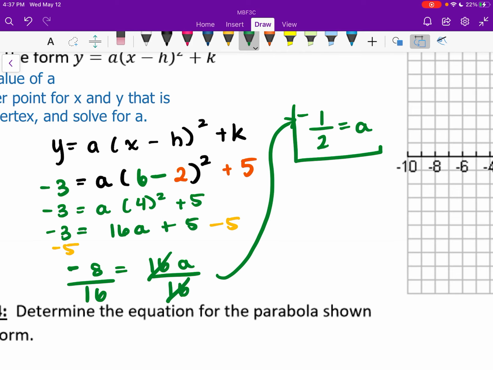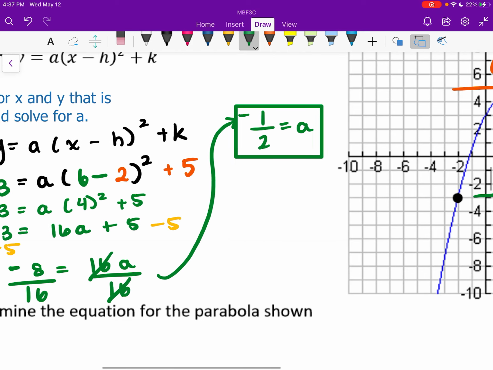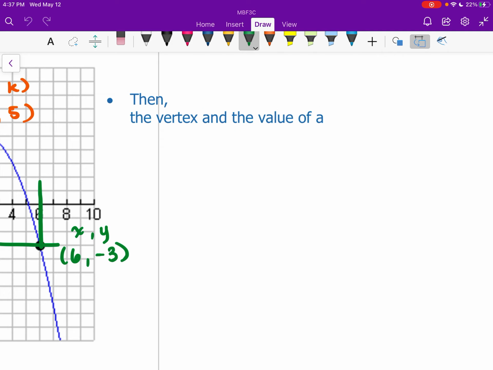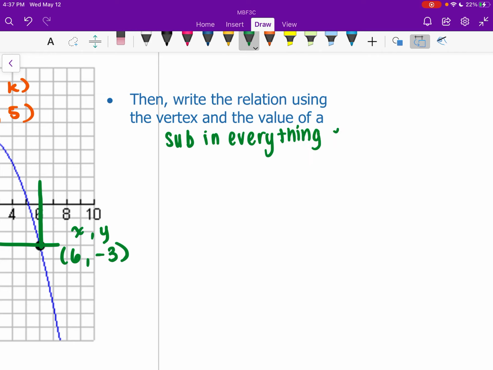So now that I have the a value, it's really easy. Now I just got to go back in and write the relation using the vertex and the value of a. So now I want to go back and get rid of that x and y, because normally when I write my equation, I don't have x and y. So sub in everything except x and y.